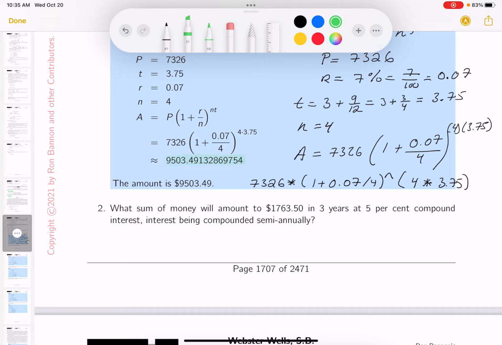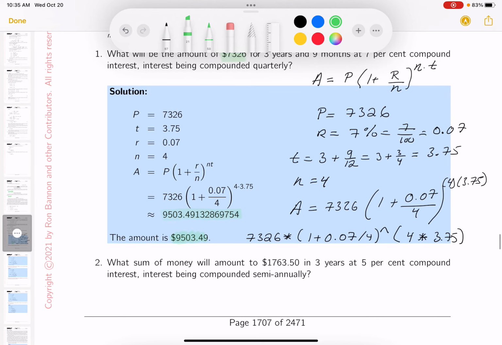Now, what I mean by that, the accuracy of your computer might be different. I'm writing down a bunch of digits over there, but it's a money problem. So what do I write down? I have to write the money amount. So what is it? It's 9503.49. That's how much, all right?